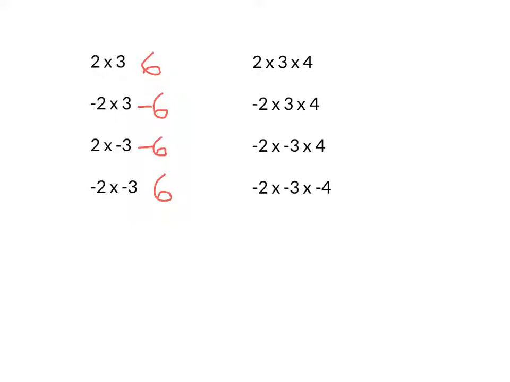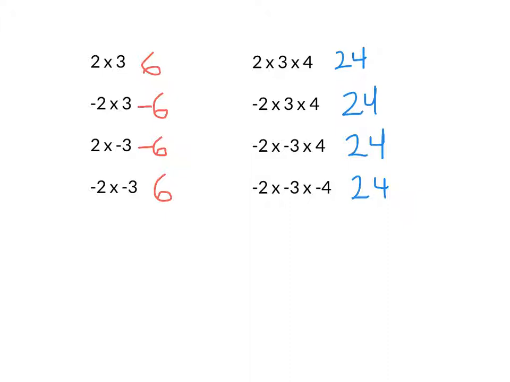But what do we do if there's more than just 2 numbers? Well, 2 times 3 times 4, hopefully that gives you no surprise that that would be 24. 2 times 3 is 6, and 6 times 4 is 24. And so all these products, as we know, are going to be 24, but are they positive or negative 24? Well, it depends on how many negatives there are.